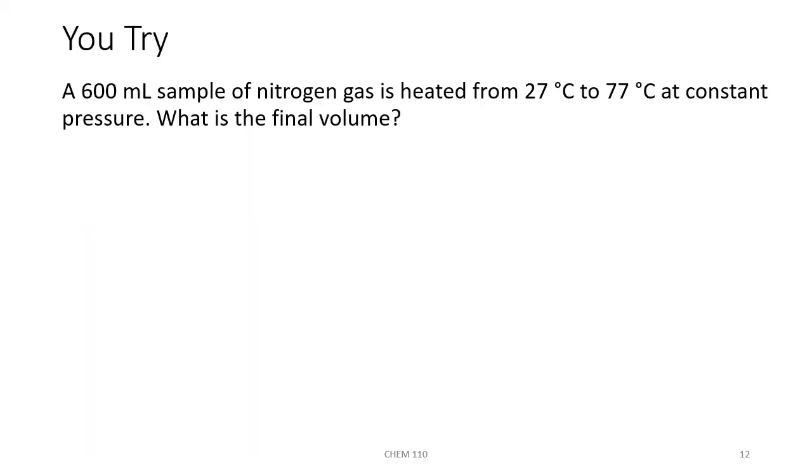A 600 milliliter sample of nitrogen gas is heated from 27 degrees Celsius to 77 degrees Celsius at constant pressure. What will be the final volume? So first we want to think about which gas law formula we're going to apply here. We're given a volume, and we know 2 different temperatures, and we're being asked for what the volume is. We're also told that the pressure is being fixed and held constant. So this is going to be our relationship between volume and temperature. Our formula is going to be V1 over T1 equals V2 over T2.